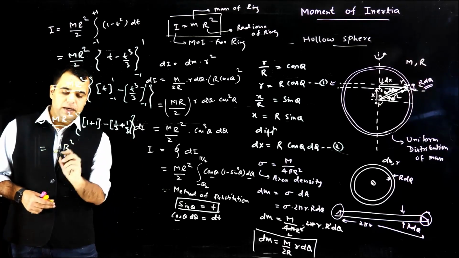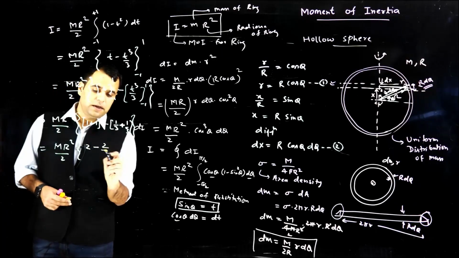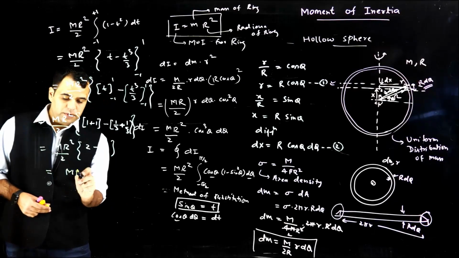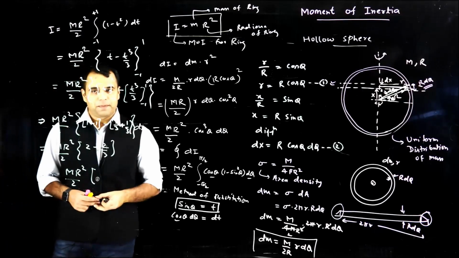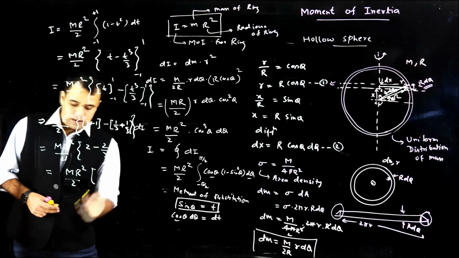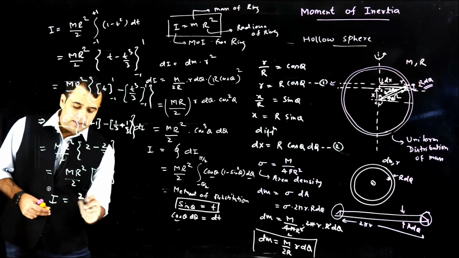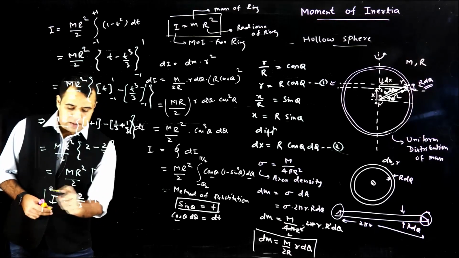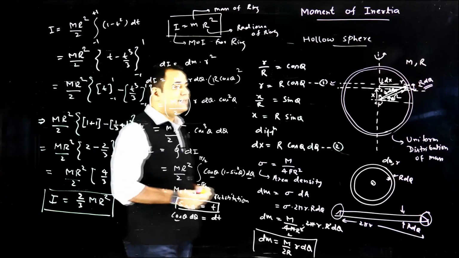So mr square by 2 times 2 minus 2 by 3. That value will be 4 by 3. So if you multiply this value, the result you will get is 2 by 3 mr square. That's the moment of inertia for a hollow sphere about its diameter.